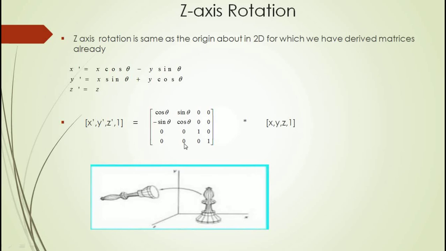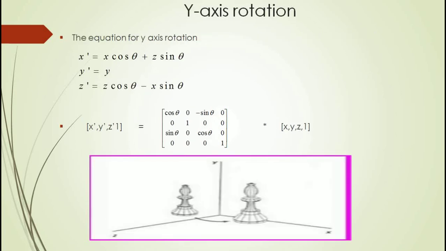transformed into matrix form, that is cos theta, sin theta, 0, 0, minus sin theta, cos theta, 0, 0, and this is our transformation matrix, that is a 4 by 4 matrix. Okay, so in the z axis, the z coordinate does not change.